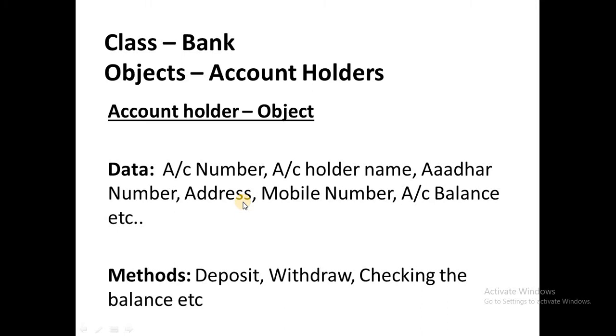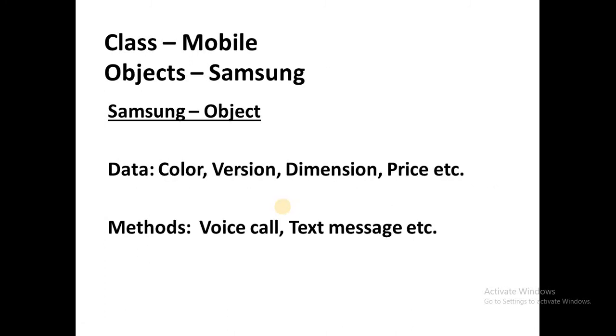If you consider the account holder as an example, these are the data of the account holder. What can the account holder perform? He can perform three major operations: deposit, withdraw, or check the balance. So this is the concept of classes and objects. Let us take another example.